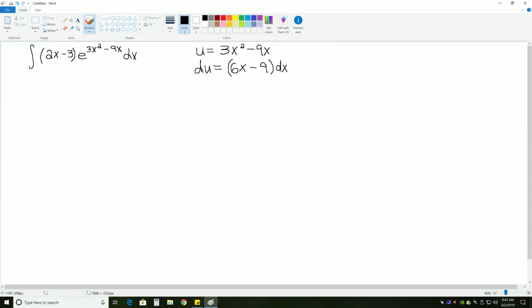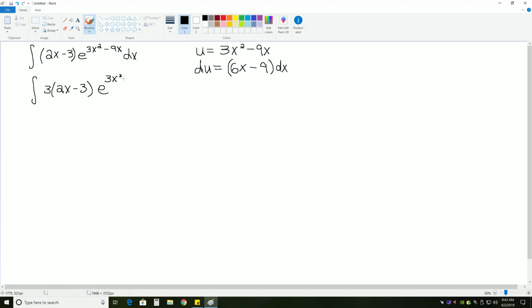From here, we need to check, do we have 6x minus 9 times dx in this problem? Well, we don't have 6x minus 9, but we do have 2x minus 3. And if we were to multiply 2x minus 3 by 3, like so, then when you distribute that 3, you would get 6x minus 9, which is exactly what we're looking for. So we're going to multiply the inside of this integral by 3.